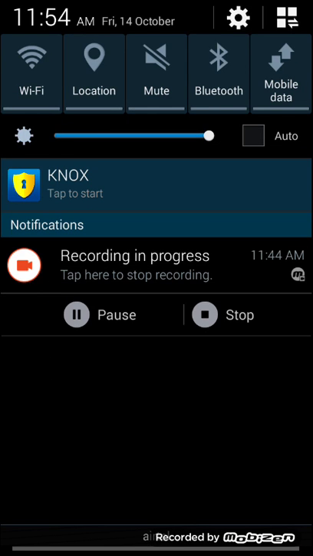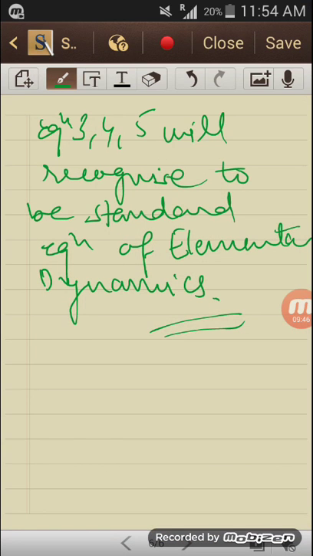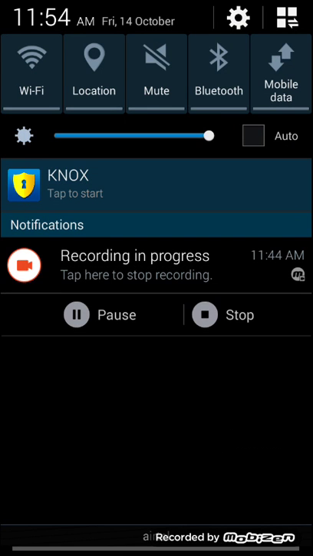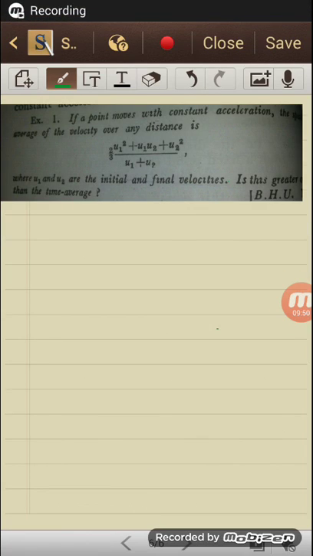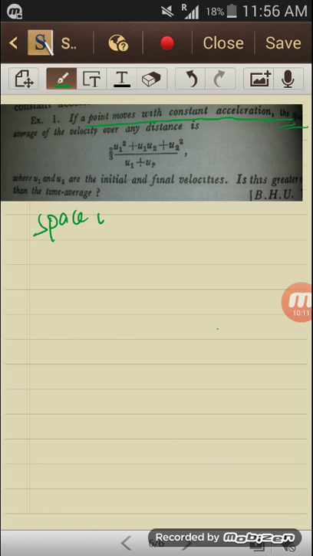Now let us start the question. In the question, a point moves with constant acceleration, and the question is about the space average of the velocity over a distance. This is the space average velocity.